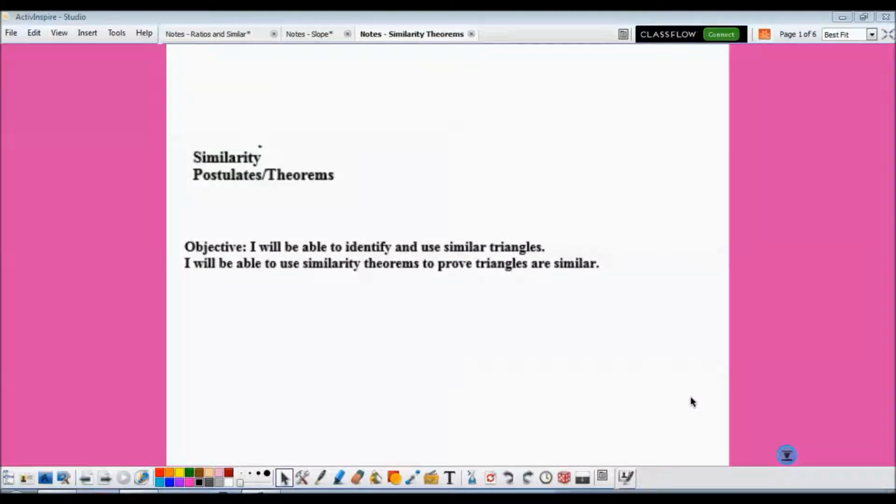Today we're going to be talking about similarity postulates and theorems. Our objective is that we will be able to identify and use similar triangles, and that we will be able to use similarity theorems to prove triangles are similar.